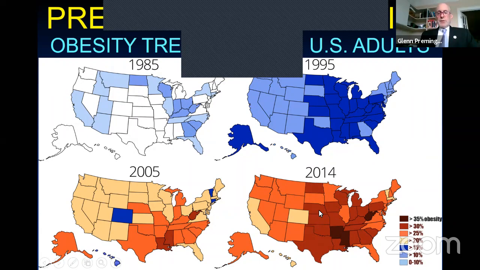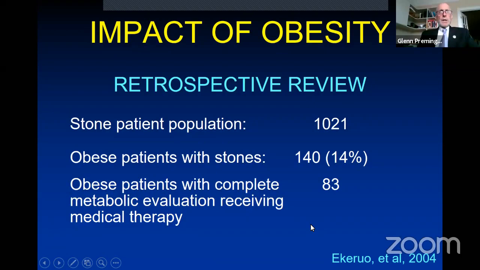The darker the red color, the higher the incidence of obesity in this particular part of the United States. But now in 2020, the map is almost all dark red because of the high incidence of obesity. We've been interested in obesity and its impact on stone formation.